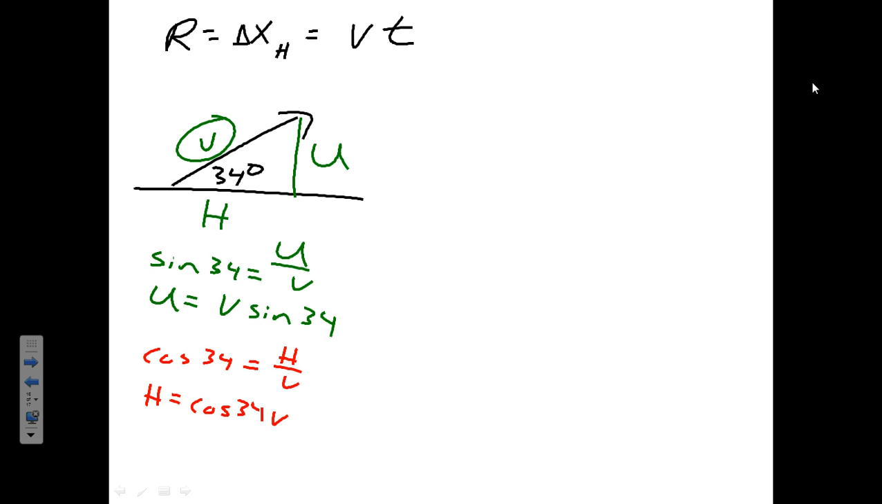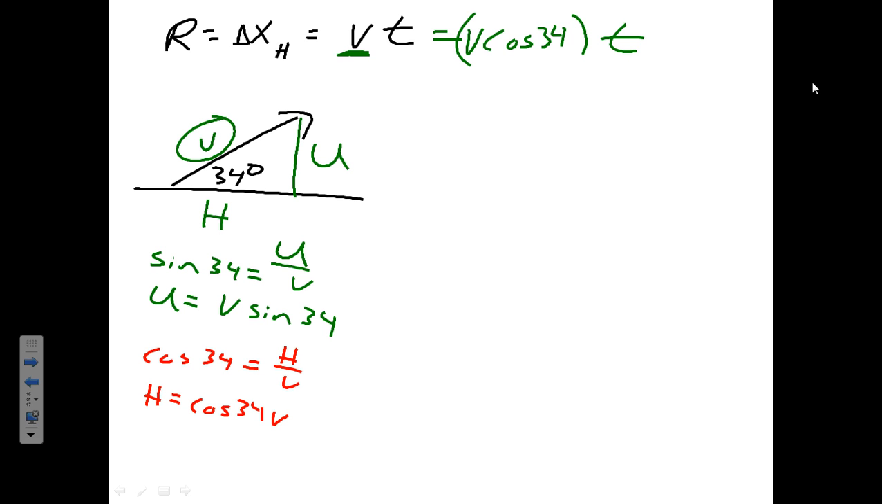All right, now V is what I'm actually looking for, correct? The initial velocity of the ball. Let's go back up to my range equation for a second. This V right here, down here is which one of these things? It's got to be the H, right? So I'm going to go up here and instead of writing VT, I'm going to write cosine 34 times V times T. Now I've got to find T.